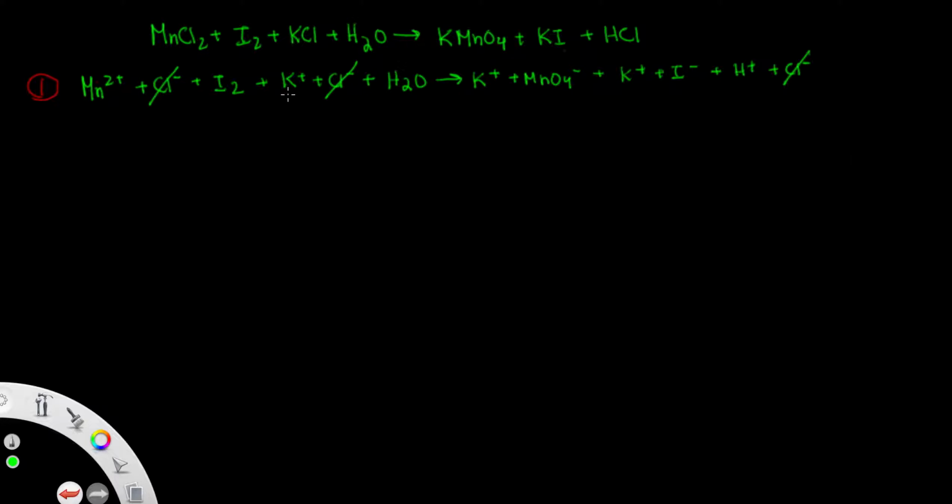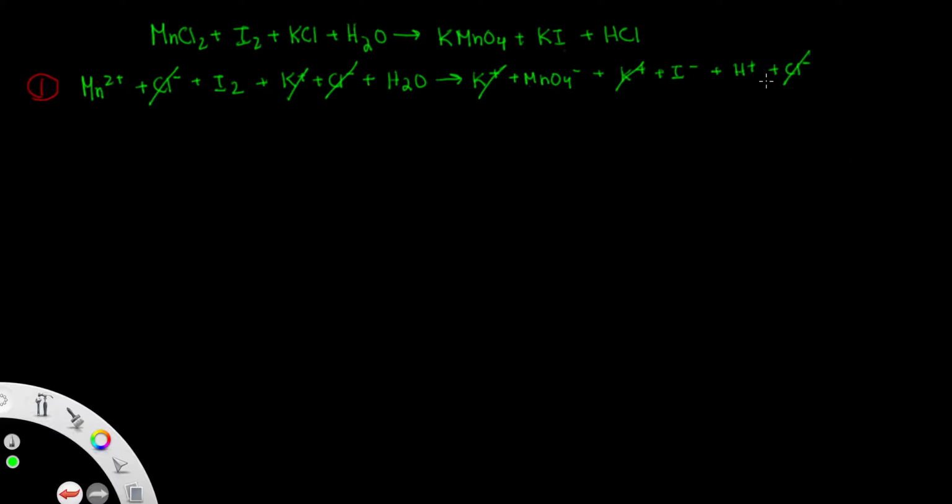So even though there are 2 chlorines here and only 1 chlorine there, it doesn't mean that we can only cancel out 1 chlorine. No, we cancel out all of the chlorines, okay? So we cancel out all the chlorines because they are spectator ions. Another ion that is a spectator ion is the potassium over here. I can cancel out all the potassiums that I find.